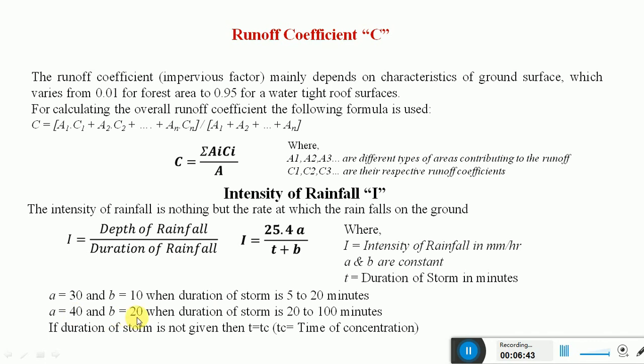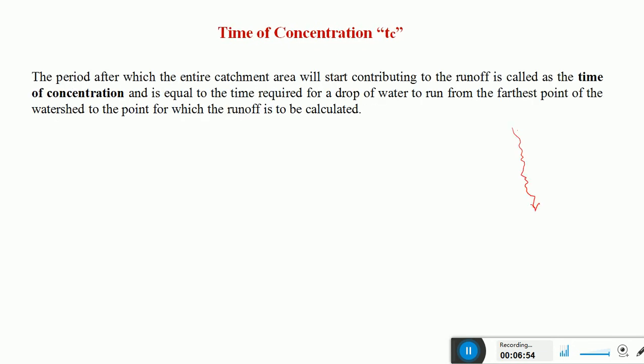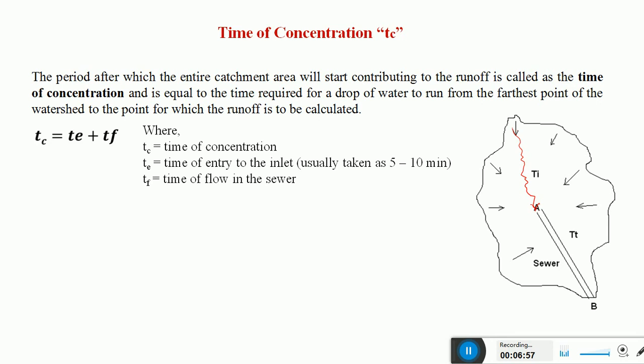Remember, if the duration of storm is not given, then T is equal to TC, that is the time of concentration. It is the time required by the farthest drop of the rain particle to reach the mouth of the sewer, and the point under consideration through which the maximum runoff takes place. This we have already illustrated using a diagram, just to refresh your knowledge before solving the problem and to get acquainted with these terms once more.